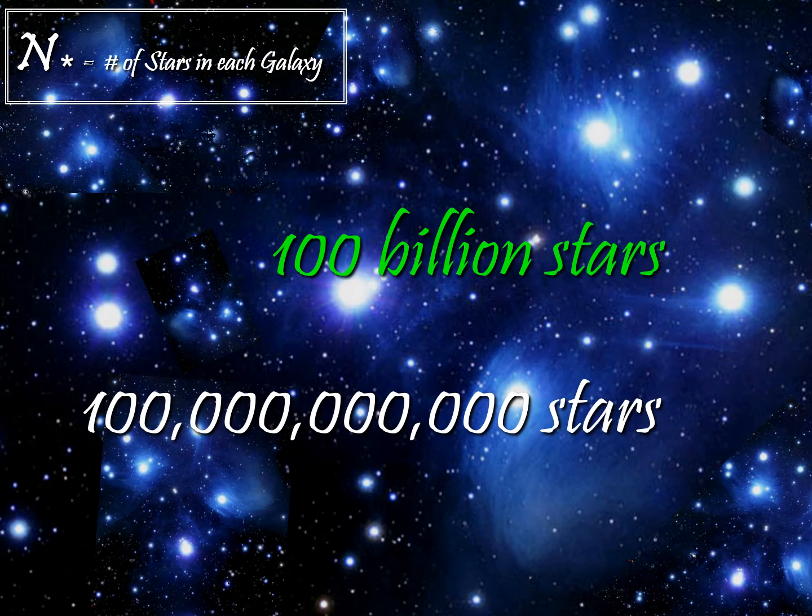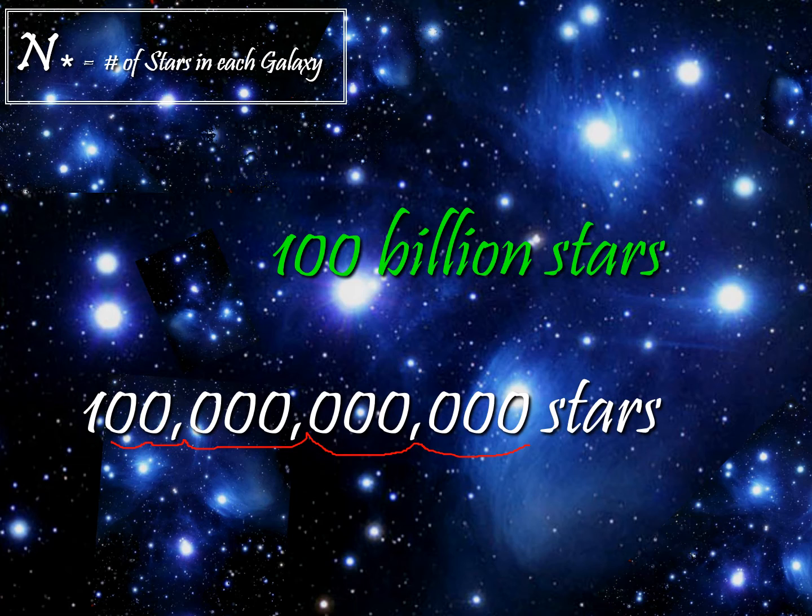So 100 billion stars in each galaxy, that's n sub star. So let's see, how many zeros are there in 100 billion? If you write it out like this, you can see that there's 3, 6, 9 just to get you to the billions, and then there's 2 more to get you to the 100 billion. So how many zeros? Oh yeah, 11. So what number would that be in scientific notation? 1 times 10 to the 11th power.